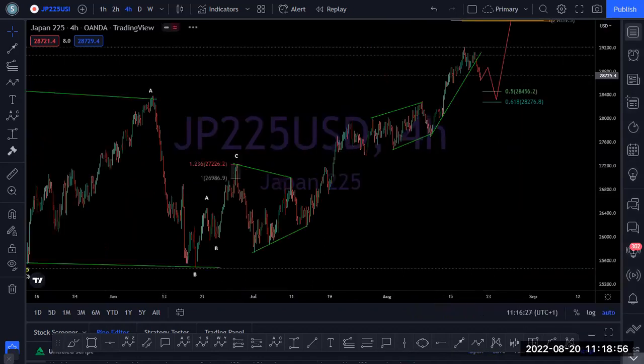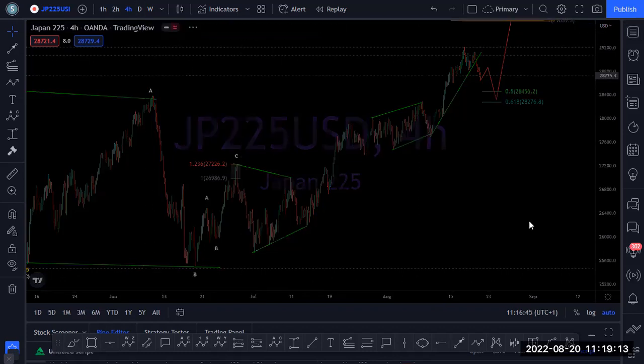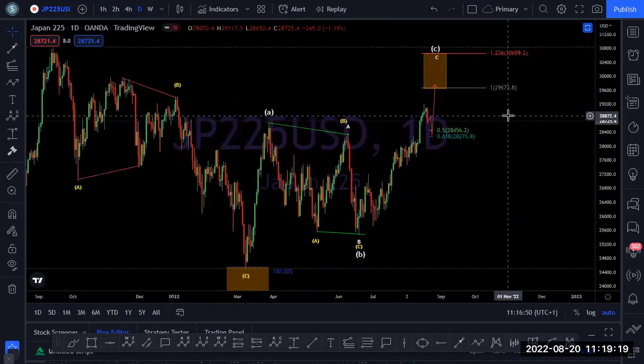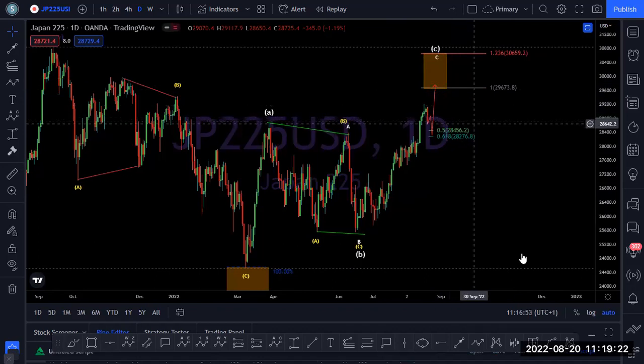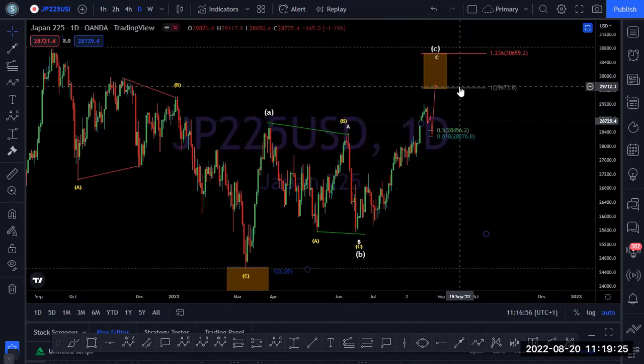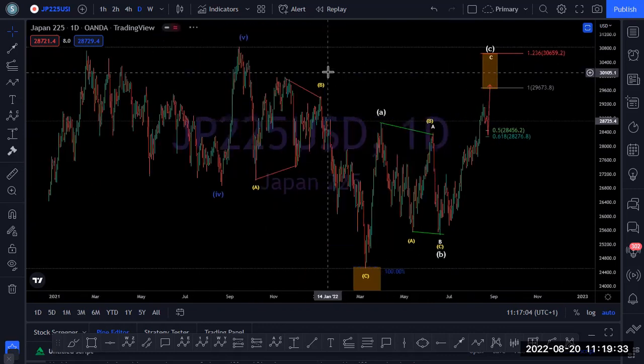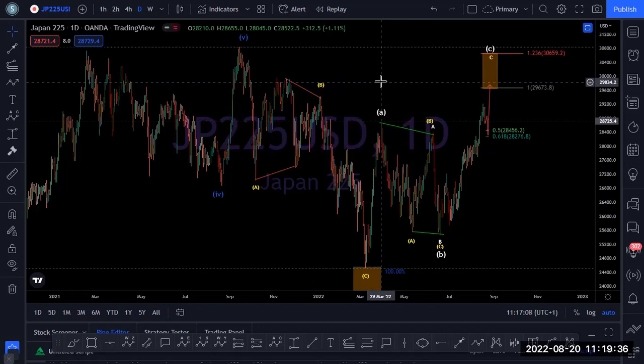JP225. What do we expect there? Let me go to daily first to show you. Now this is where we expect the market to reverse. When the market comes to this level, then we begin to look for either a new low or a correction for a further move high. So for now, there's nothing much. We cannot say much for now.